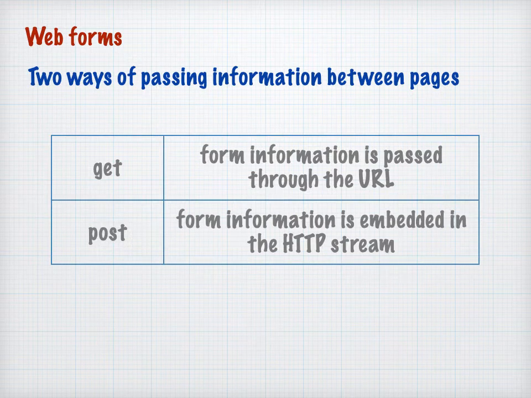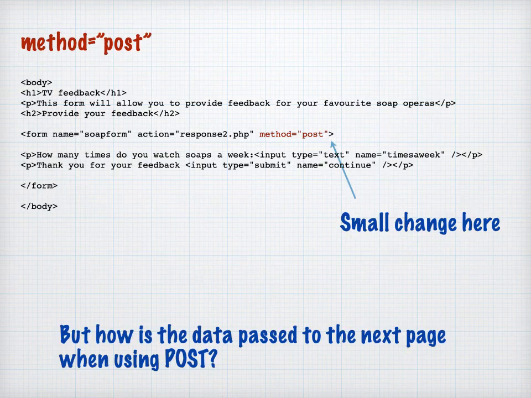Now the second way of passing information between the pages is to use post. And the way that we do this in the form is to simply make a small change, and you can see it there. If you look in the form, you can see that we've got name equals soap form, action equals response to.php. But then look at the bit in red where it says method equals post. So we've changed that.